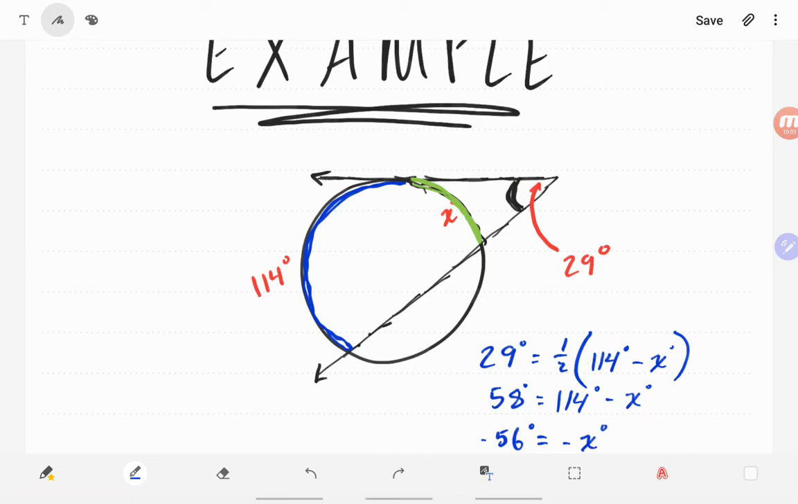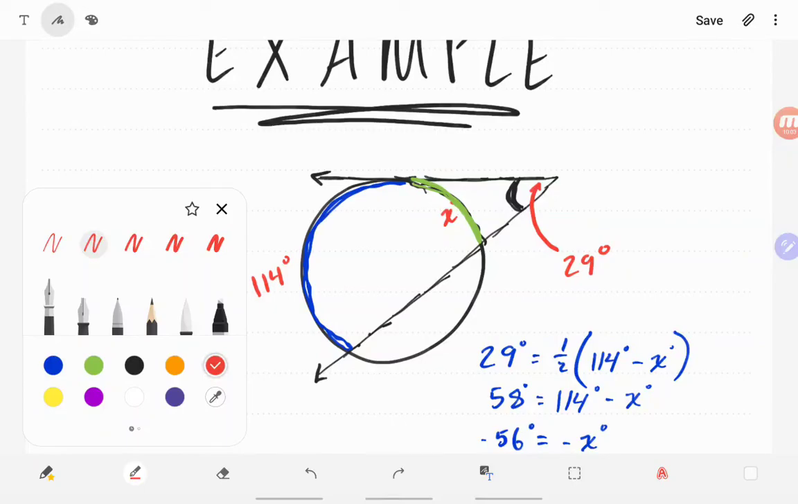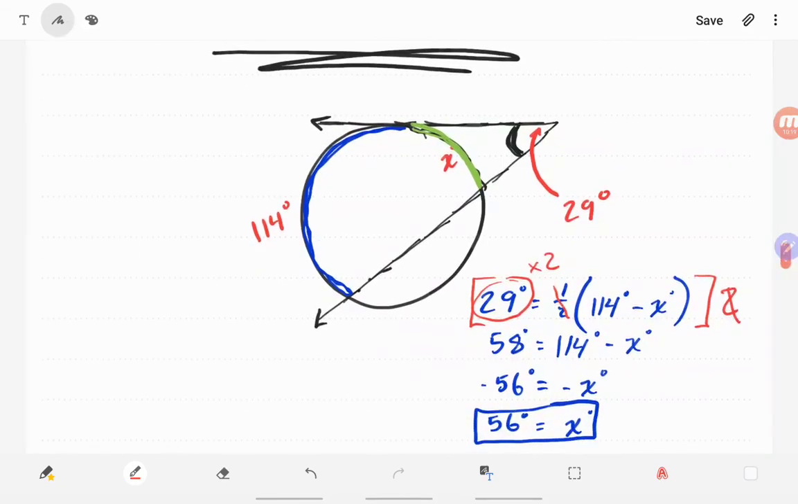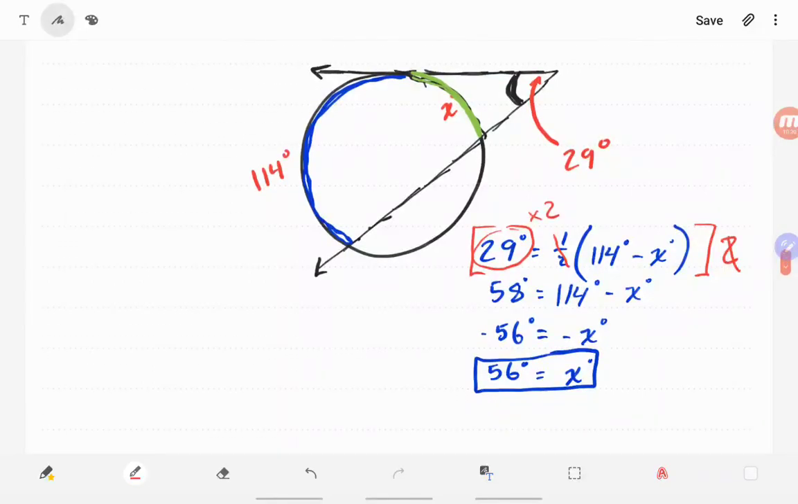By multiplying this entire thing by 2, right, I cancel out that 1/2, and I now have to multiply 29 times 2. That gives me 58 equaling 114 minus x. And from here, it's just solving for a variable, right? That gives me negative 56 is equal to negative x, right? I subtracted 114 from both sides, giving me x is equal to 56.